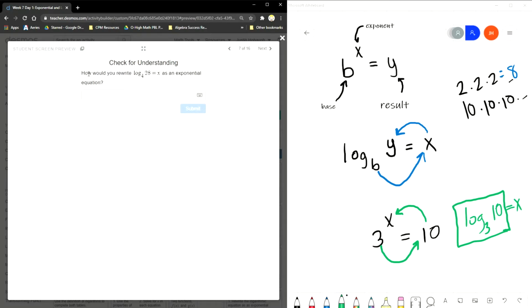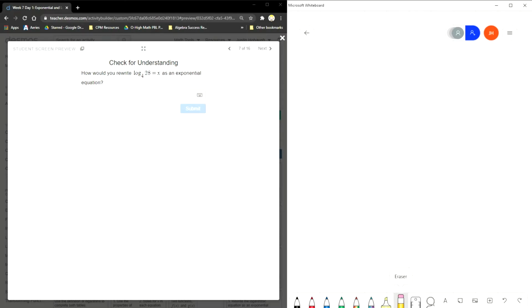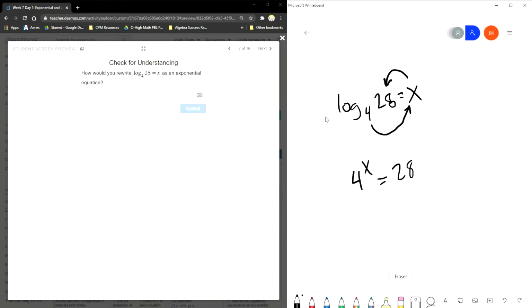Here it asks us to rewrite log base 4 of 28 equals x as an exponential. So I could actually do that using the decoder ring. If I have log base 4 of 28 equals x, I just got to use my decoder ring. 4 to the power of x equals 28. Right? 4 to the x equals 28. Y'all know how to write that.